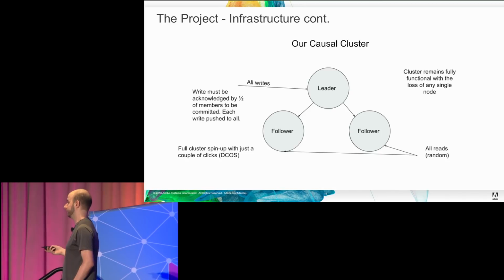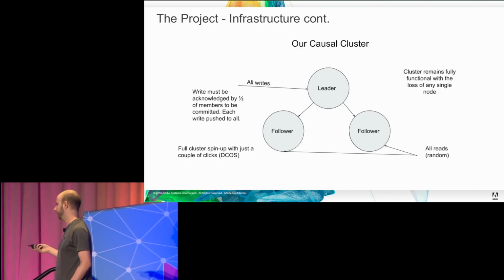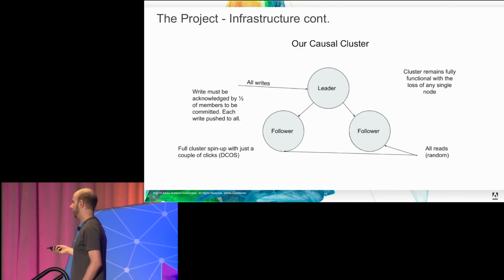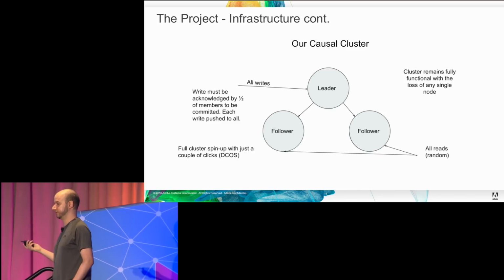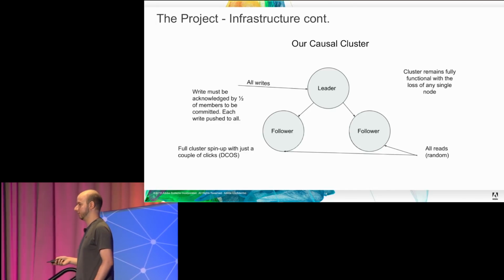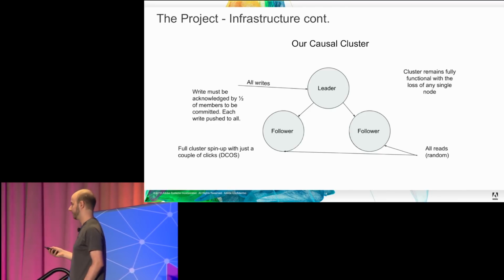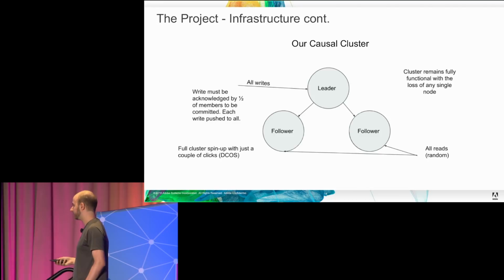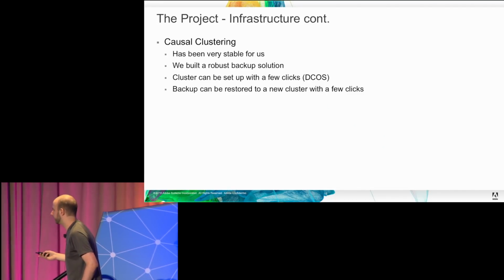But this has worked out really well for us. It works really nicely. We have a 3-core cluster. We write everything to the leader, obviously. We divide all the reads between the 2 followers, and we could lose a single node in our cluster, and everything's still good. So this has been really stable. We haven't had any issues with clustering, and it's been pretty nice. It's been stable for us.